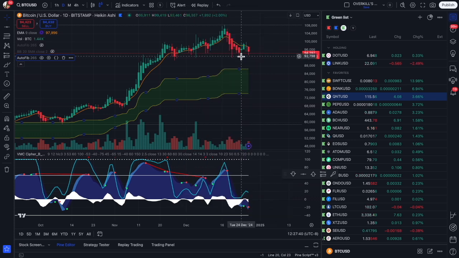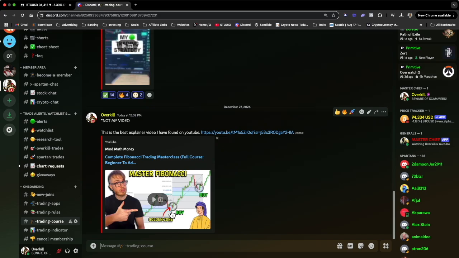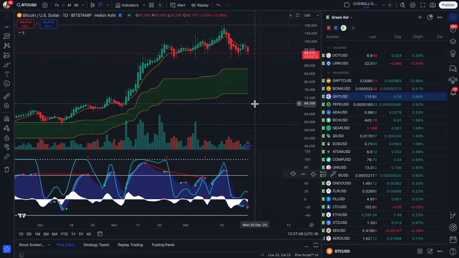Okay, we're going to leave those green. So that is how you put the golden zone on your chart. Okay, and I'm going to explain why it's important now. Once you watch this video, you'll understand why these levels are important.